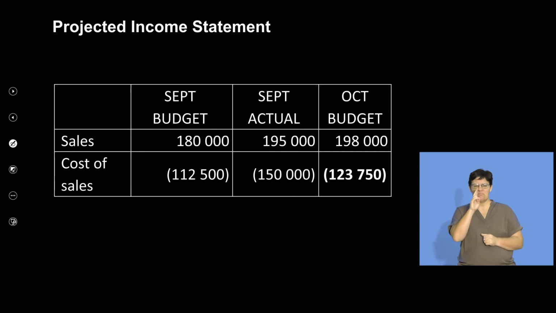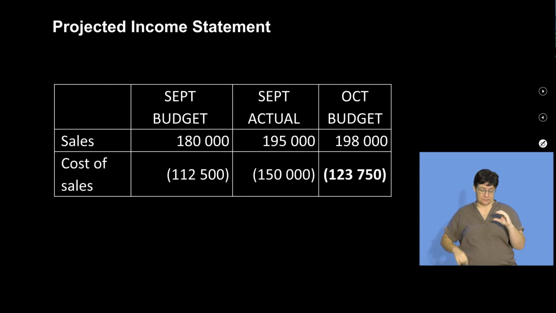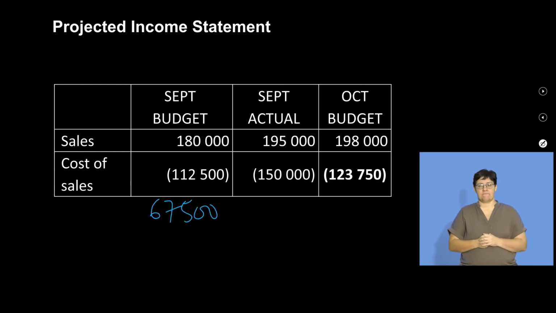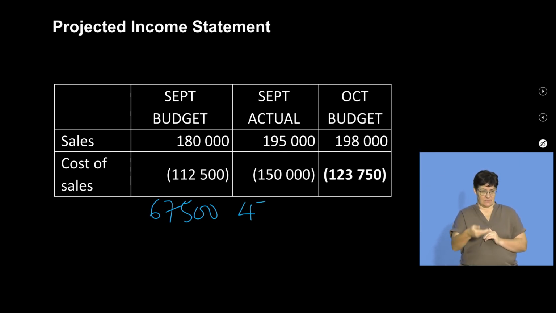Watch. Let's do this calculation here so we can see what we're talking about. If we take the 180,000, which is your selling price, minus your cost of sales of 112,500, this will give you a 67,500 profit. We're looking at 67,500 gross profit. Okay, let's take that further. Let's do this one here. 195,000 is your actual sales figure minus your cost of sales of 150,000. Clearly you can see here 45,000.